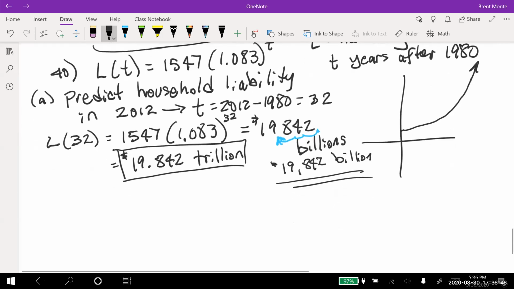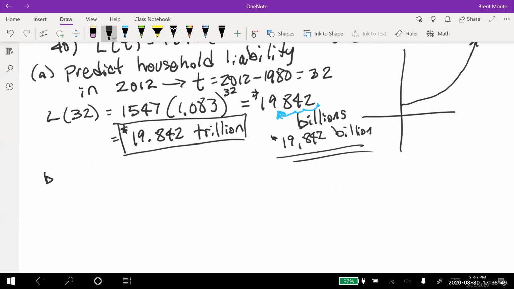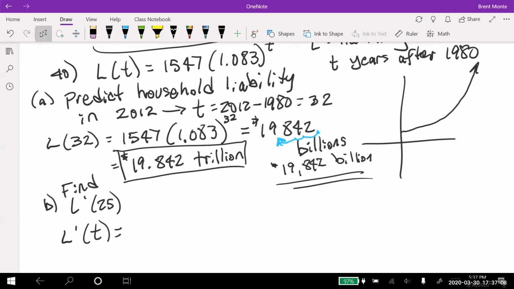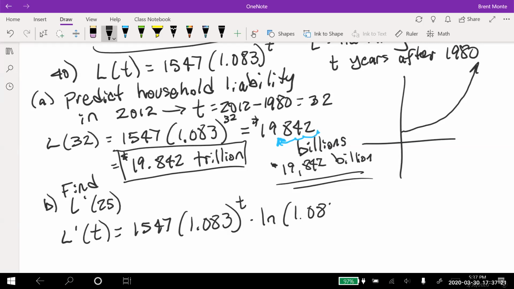All right. Part B says, find L prime of 25. And then they're going to ask us to interpret that. Well, the first thing we need to do is find L prime of t. So let's find the derivative. So let's see, there's my L of t up there. Keep the constant multiple. Keep the exponential. But then since that wasn't a base e, times the ln of whatever that base is, 1.083. All right, so there it is.